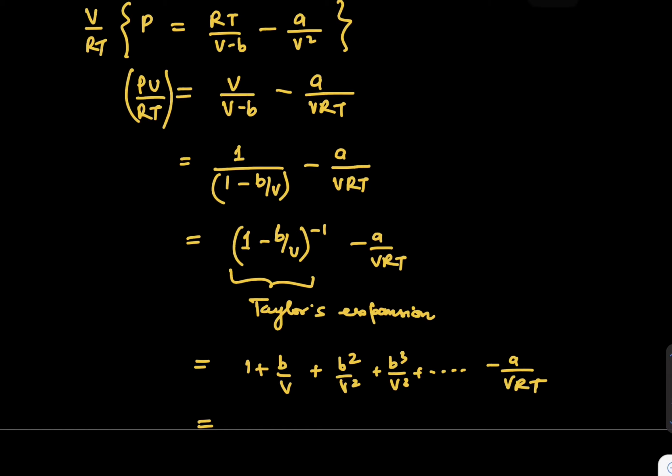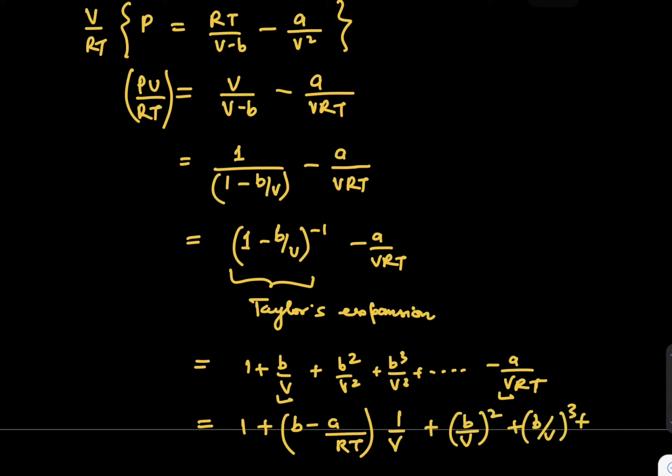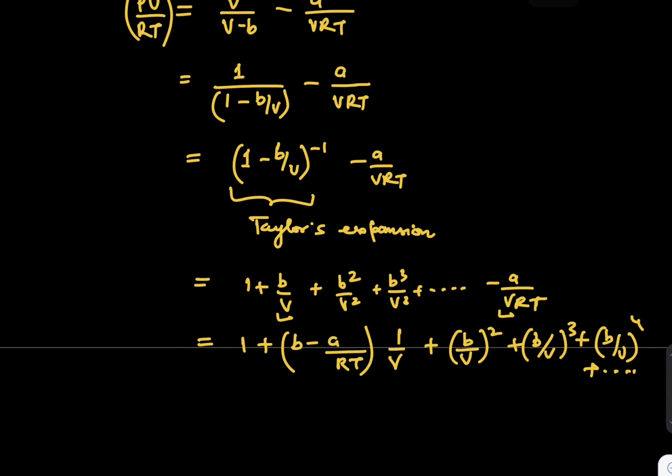So if you open this up and collect the terms of 1/V together, it becomes 1 + (b − a/RT)(1/V) + (b/V)² + (b/V)³ + (b/V)⁴ and so on. Okay, for those who have problems with Taylor's expansion, we can say (1 − b/V) raised to power minus 1. Normally you expand it using 1 + nx + n(n − 1)/2! x², all those things. Same thing I'm applying. So this is PV/RT.